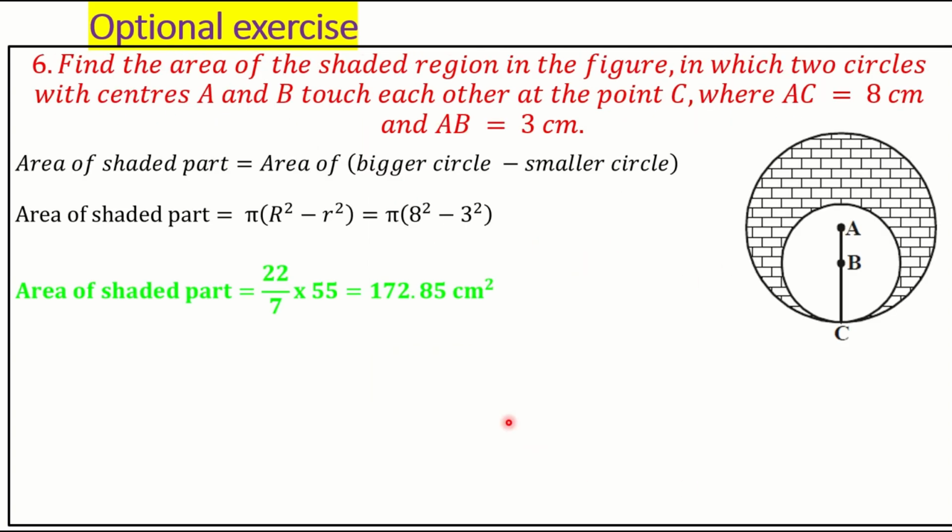Next. Find the area of the shaded region in the figure. This is very easy. You have a bigger circle and a smaller circle. Bigger circle minus small circle, you will get it. Pi r square minus pi r square: pi 8 square minus pi 3 square. That is nothing but 172.85, which is what you will get if you calculate it.